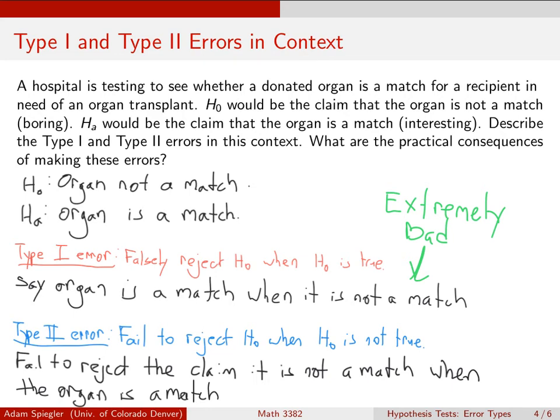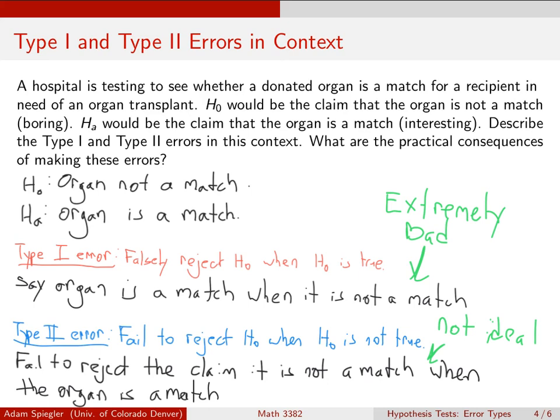The type 2 error, this would be the situation where we have falsely told someone, we're sorry, that organ donor was not a match for you, when in fact it was a match. And again, it's not great, but at least worst case scenario is that the recipient has to wait a little bit longer to get that organ match when they didn't have to. So this is not ideal, but it's not a catastrophe either, at least in most situations.